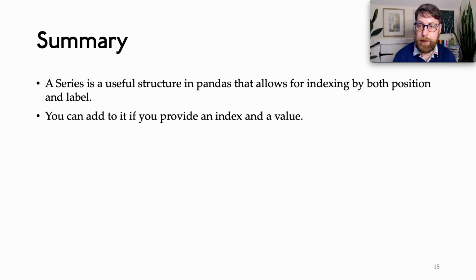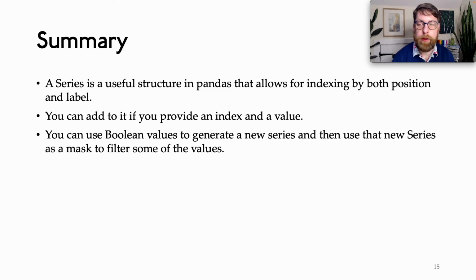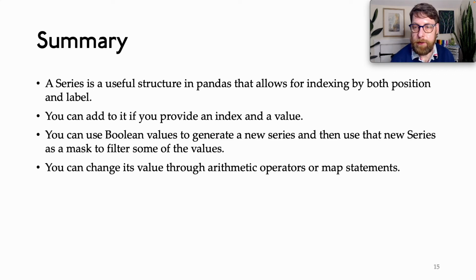You can add to it if you provide an index and a value. You give it the next index and some value, and it'll either write over that value if the index is already there, or it'll add that index as a new row. You can use Boolean values to generate a new series, and then use that new series as a mask to filter some of the values out. So we can say, which of the values of the series is greater than 10 or less than that, or has the letter A, or whatever.